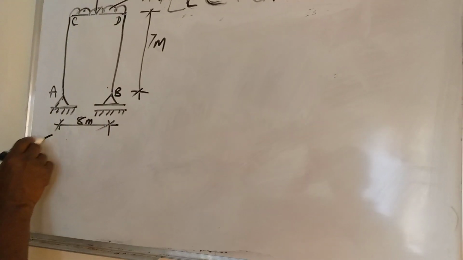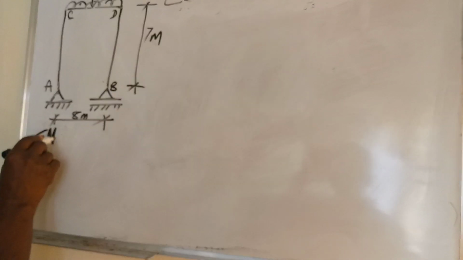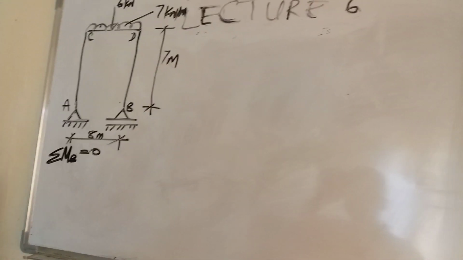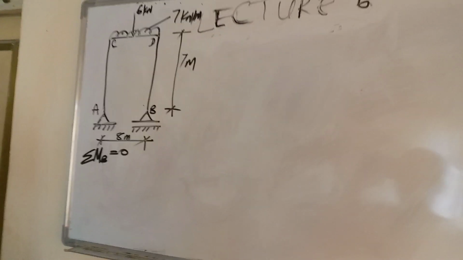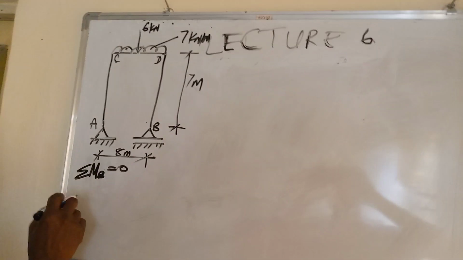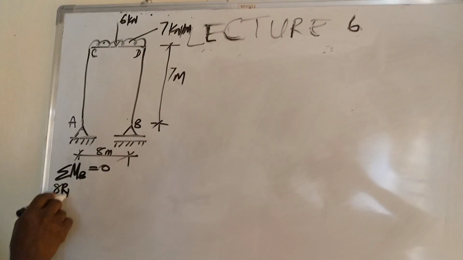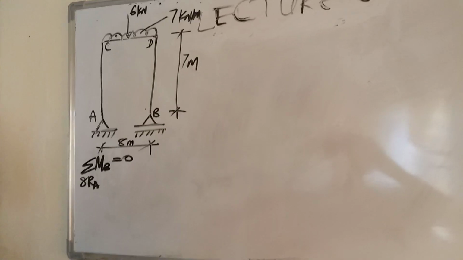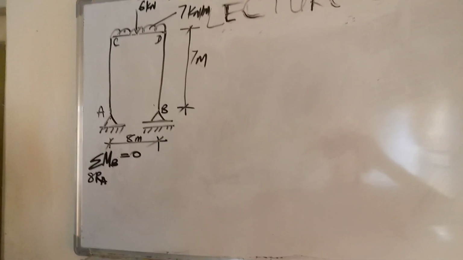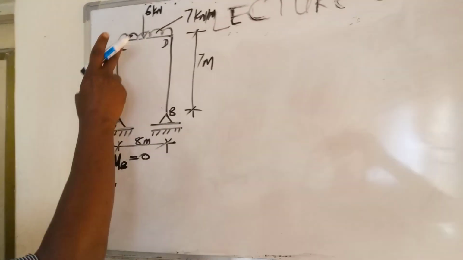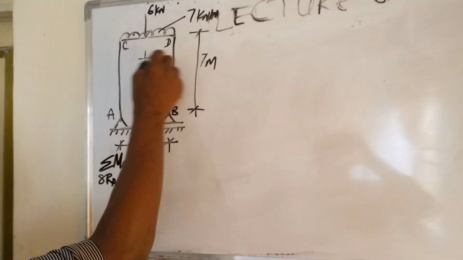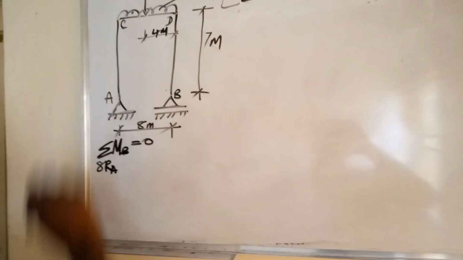So, to calculate the reactions, I want to calculate reaction A. Sum of moments about B is equal to 0, because the support at B does not sustain bending moment. So I have 8 times reaction A. I decide that this moment is positive. Then the 6 is at a distance of 4 meters, that's at the middle.